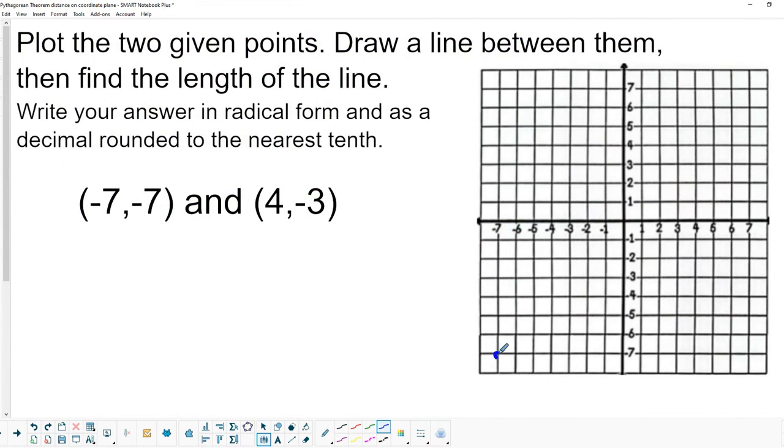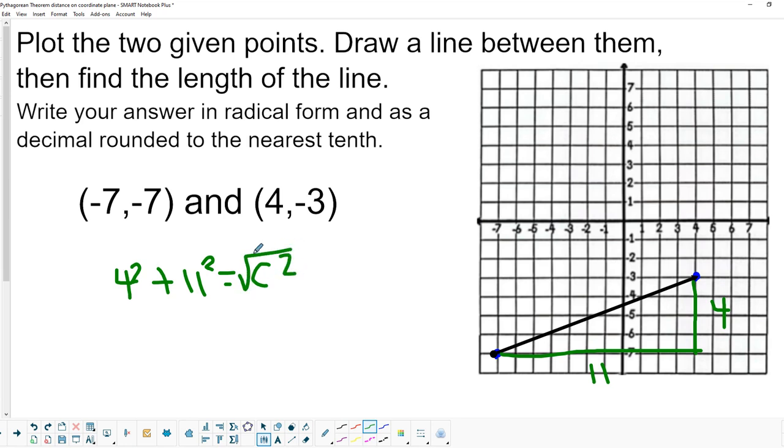Put it down here in the lower left-hand corner. Then we have 4 and negative 1, 2, 3. So we got to draw a line for the hypotenuse. And then we can find the base of our triangle and the side of our triangle. And the side is 1, 2, 3, 4 units long. Our base is 11 units long. So we have 4 squared plus 11 squared equals c squared.